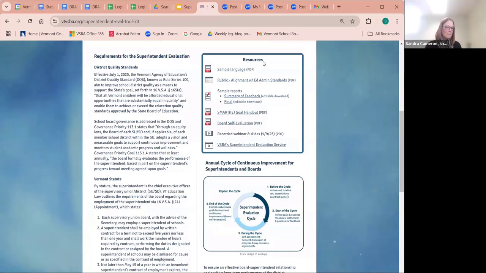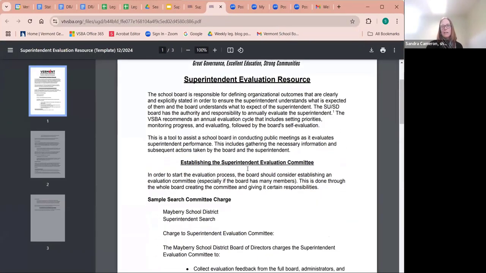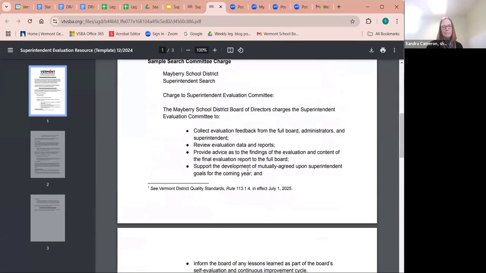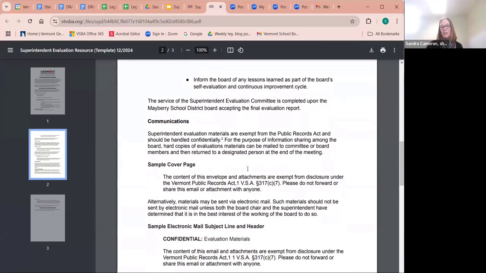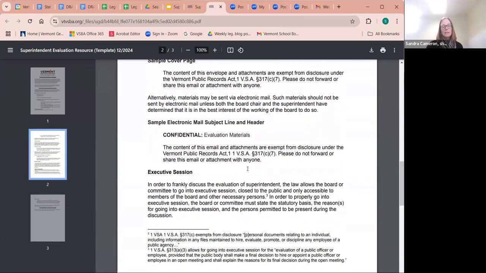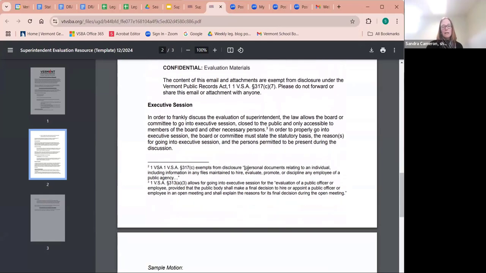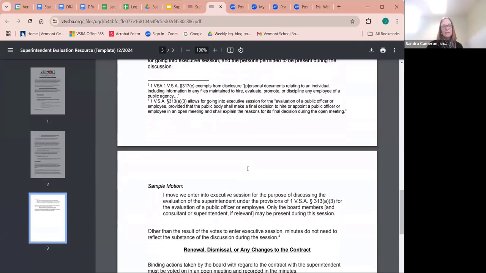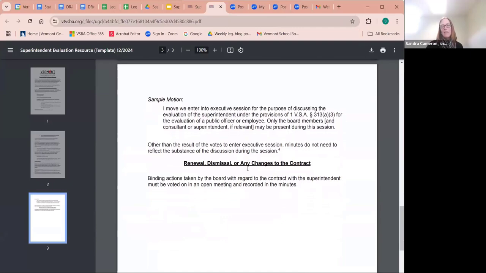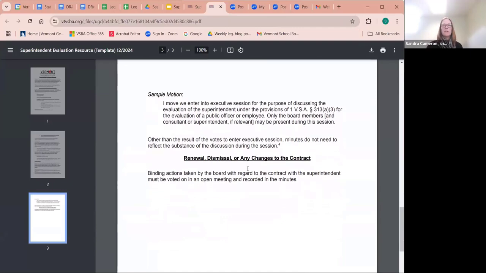I'll talk about that in just a minute. And you'll also see the link for the VSBA's board self-evaluation, which can be done after this process is complete. So let me just show you quickly. A lot of this is just PDF, but here's some sample language around establishing the committee, communication and confidentiality, potential motion to enter into executive session, and then the guidance about when you come out of executive session.